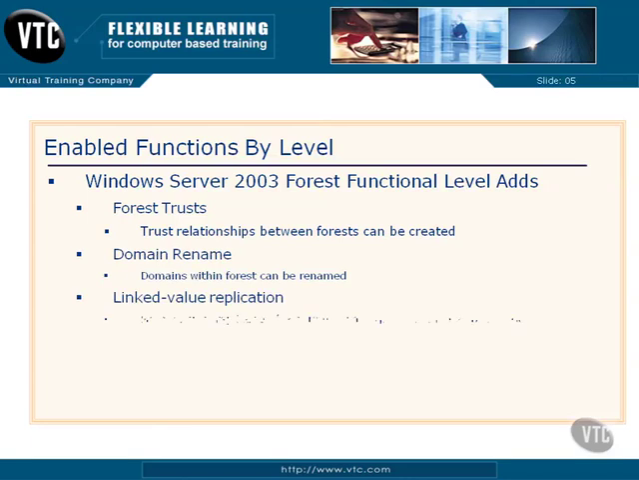Linked value replication. Now this is something else Microsoft struggled with a bit early on in Active Directory's life, and that is replication became a problem at some places. And so linked value replication, once you go to 2003 level, there's just more efficient replication, which means less traffic when you change memberships on groups. They had all kind of trouble with the universal groups and all that.